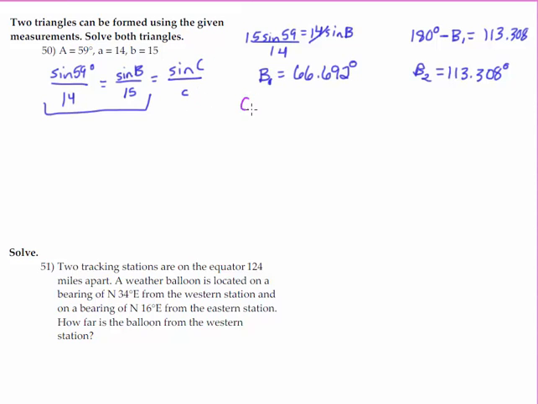And so big C, all of our angles have to add up to 180. And so we would do 180 minus 59 minus 66.692, which is 54.308.